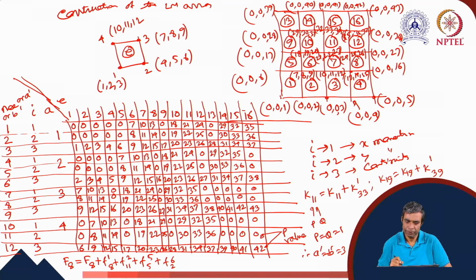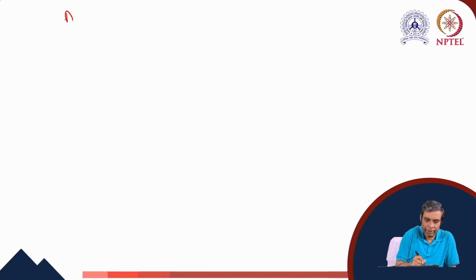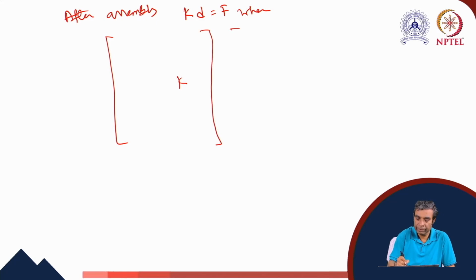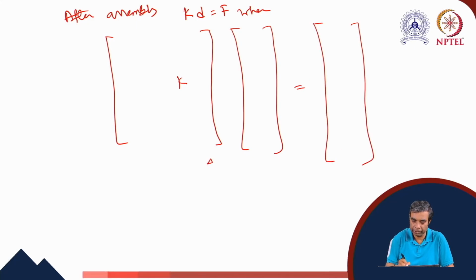Okay, so now let us show the final structure of the assembled matrix equation system. After assembly, we get KD equals F, where this is the K matrix, and this is the D vector, and this is the load vector. This is the assembled matrix equation system.